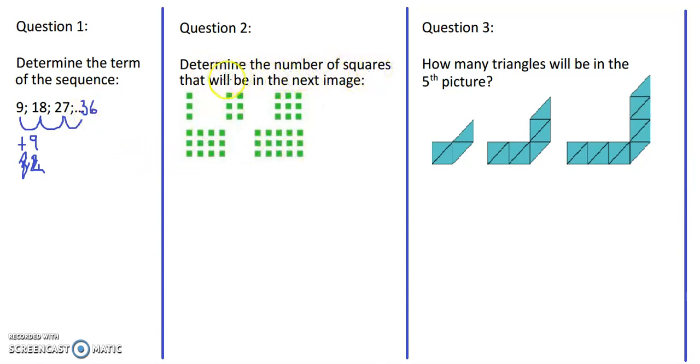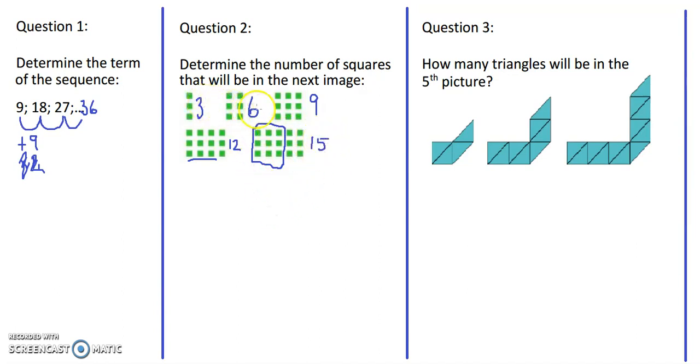Determine the number of squares that will be in the next image. Okay, so we've got 3 squares, then we've got 6, then we've got 9. Okay, there's 9, plus 3 is 12. It's good counting technique. Section off what you can see immediately. So that's 9, and that's 6. So 9 plus 6 is 15.